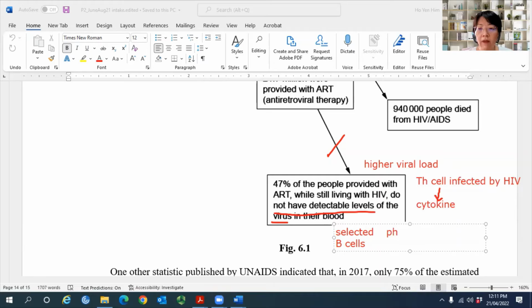Is it the phagocytes? Phagocytes mean macrophages, so the monocytes. And one more, very important. Selected what? Memory cells? No. Memory cells don't need cytokine. Memory cells need antigen to stimulate them.